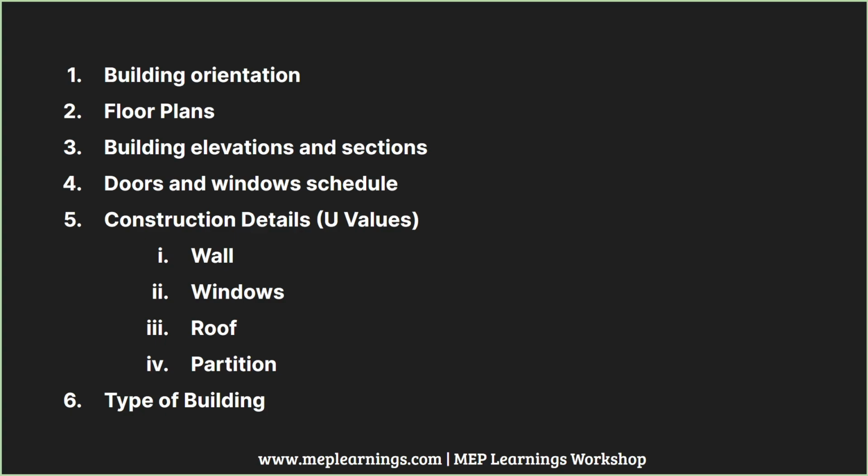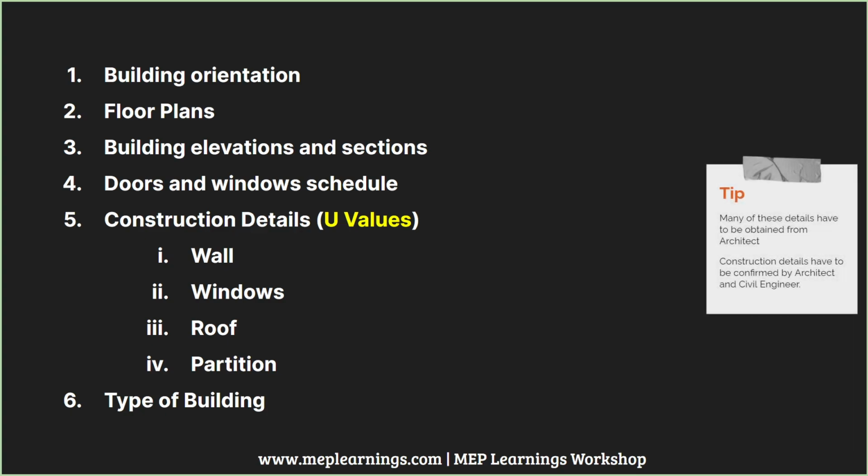But one pro tip, which is regarding U values. You should always get this data approved from your architect and civil engineer. Why? Because every company will follow their own rules with respect to insulation. When it comes to the wall, the thickness of the wall, the insulation, the plaster thickness, all these details will change from one company to the other company. That's why wherever you're working, always get this data from your architect and civil engineer.